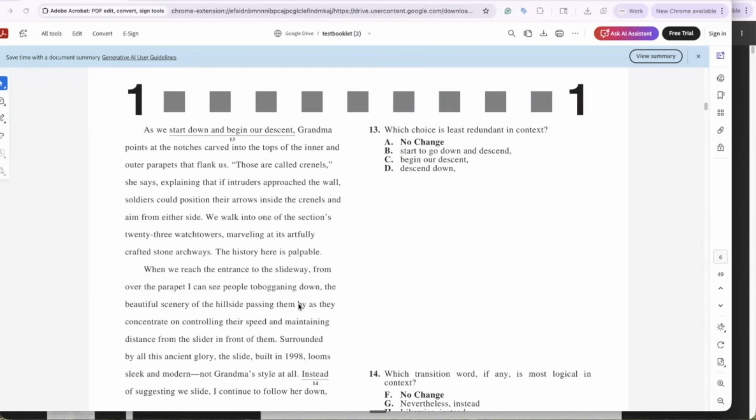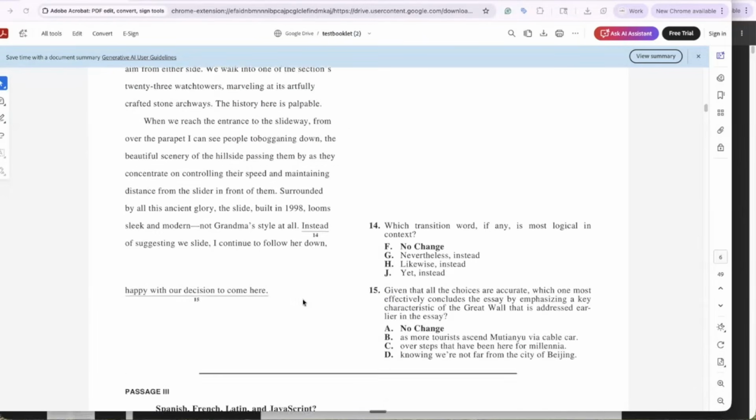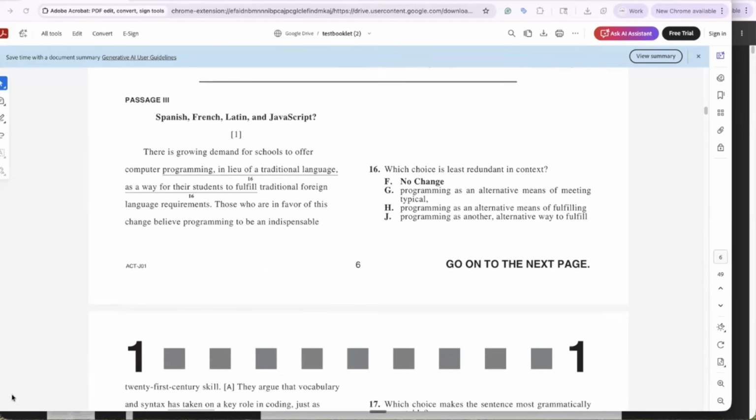And then let me go to the other redundancy one I saw. And this one's like more straight shooting. Okay, so 16, which choice is least redundant in context? And so on this one here, you've got there is a growing demand for schools to offer computer programming in lieu of traditional language as a way for their students to fulfill traditional foreign language requirements. So this one's pretty long. So it's probably not going to be F.